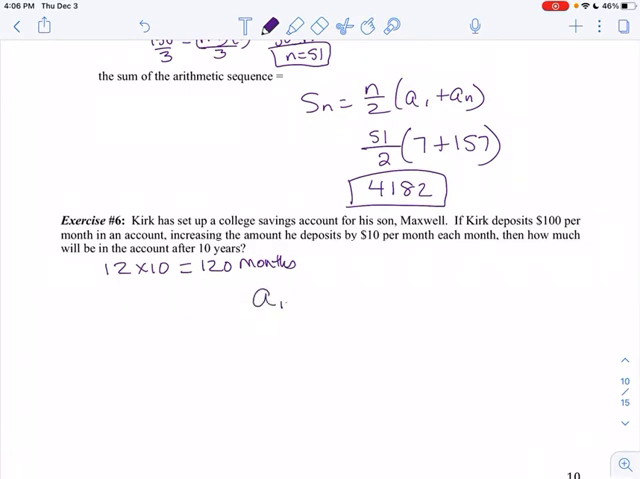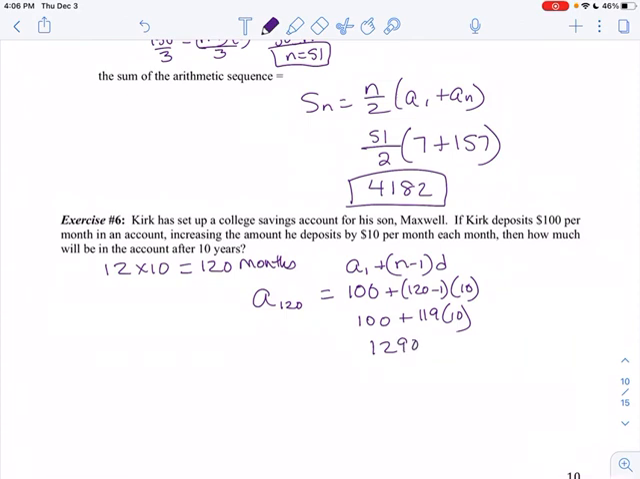Well, a sub 120 equals 100, okay, because that's how much money, that's my a sub 1. So it's a sub 1 plus n minus 1 times my common difference. So 100 is the amount of money I put in the first month. 120 minus 1, which is 119, and my common difference, I'm going to be adding $10 each month. So 100 plus 119 times 10, 1,290. So that's the last amount of money that I'm going to deposit.